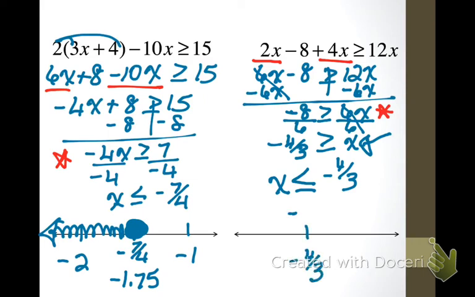I put my negative 4/3 in the middle, which is the same as negative 1 and 1/3, or 1.33. And that tells me I've got a negative 1 on one side and negative 2 on the other. It is a closed circle, and again, I'm shading to the left. Lots of shading to the left there.